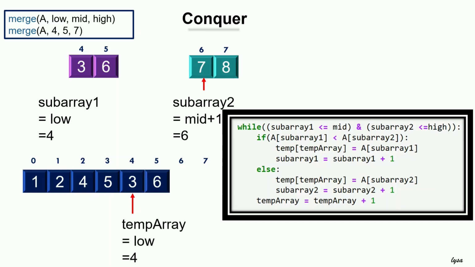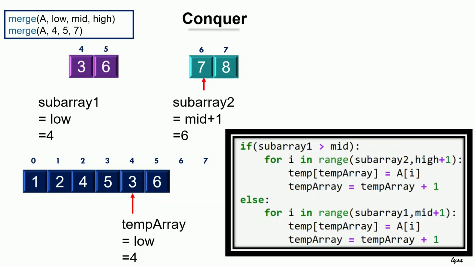In other words, we have completed processing one entire sublist, which is on the left side. But still 2 elements are remaining on the right hand side. So for that, we have to check which sublist still has elements left. So we check if subarray 1 is greater than mid. Subarray 1 is greater than mid. First we write 7 into the temporary array, and then we write 8 into the temporary array. As shown in the figure, the temporary array starts at the location 4.